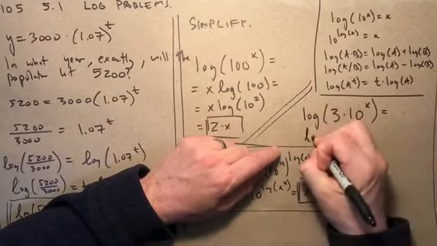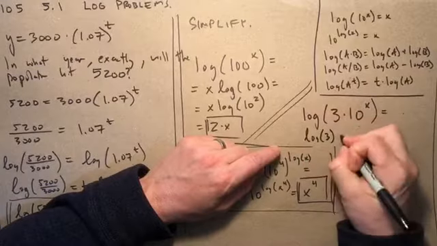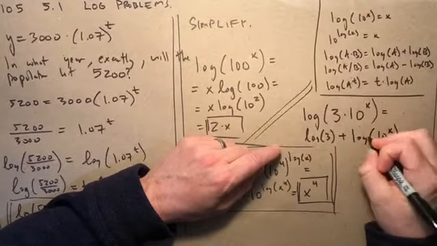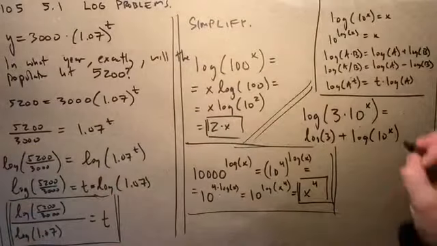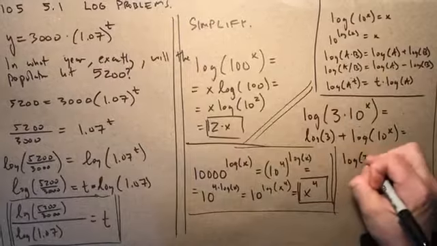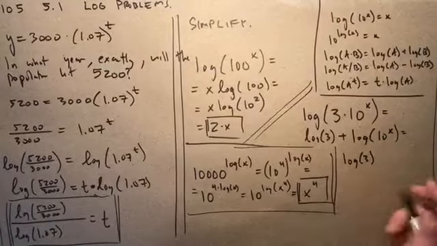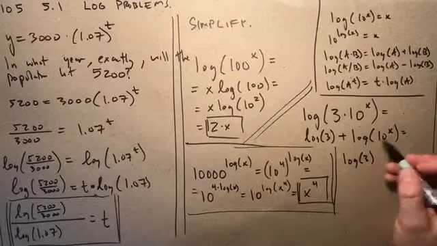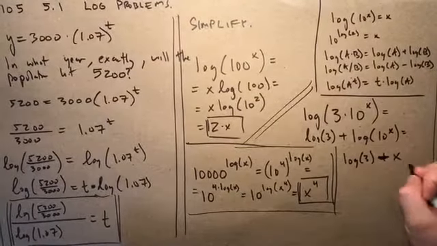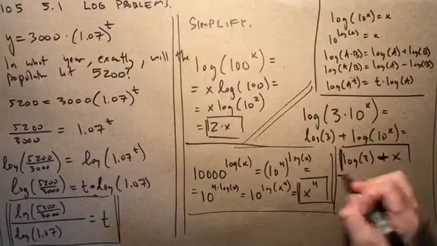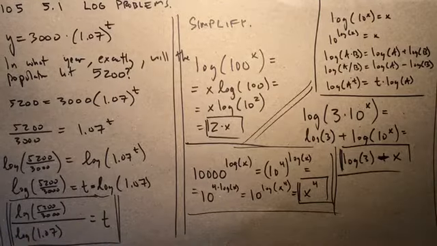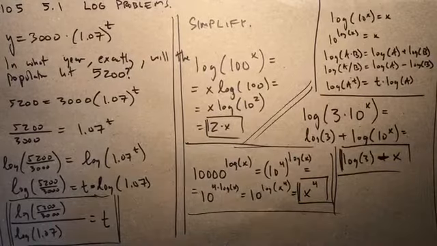And so we can have the log of 3 plus the log of 10 to the x, at which point I think log of 3 is going to be untouchable. But log of 10 to the x, we have a function composed with its inverse, and so we have just x surviving, and that would be our final answer. We're going to do a couple more problems, and then we're going to call it a day.